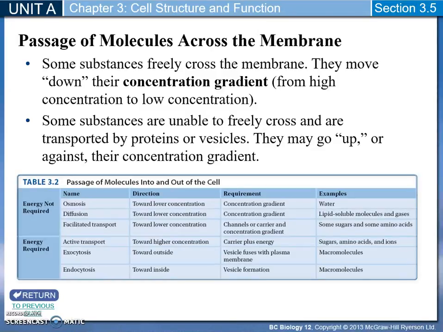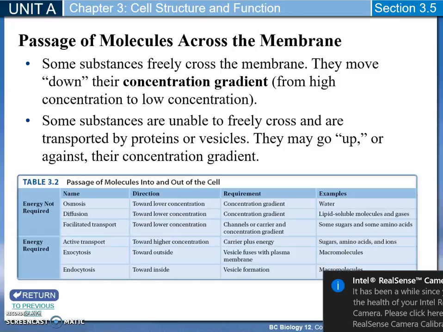And we will look at some examples of that. Here's a chart describing some of these. As you can see, some require energy, and this would be involved in active transport, exocytosis or endocytosis. Exocytosis would be leaving the cell, and endocytosis is materials that enter the cell. The ones that don't require energy would be osmosis, diffusion, or what we refer to as facilitated transport.